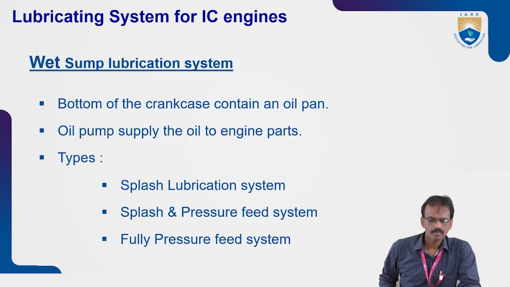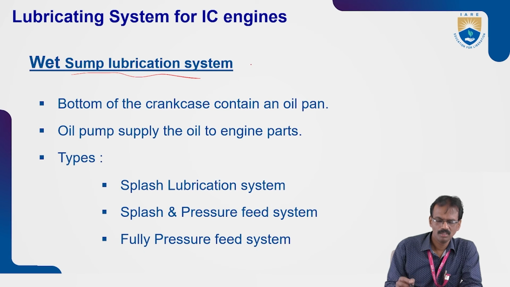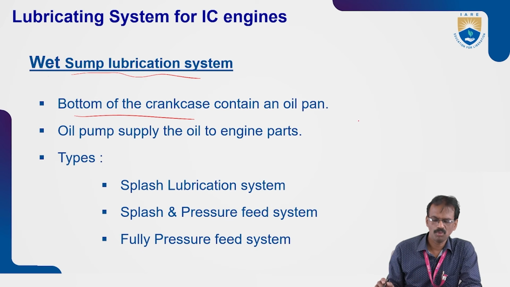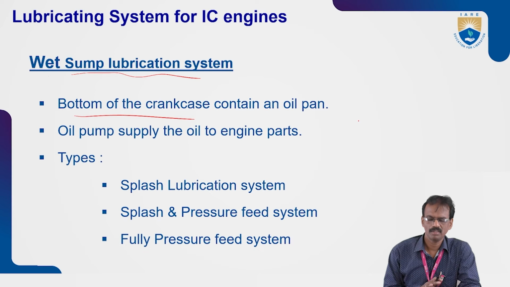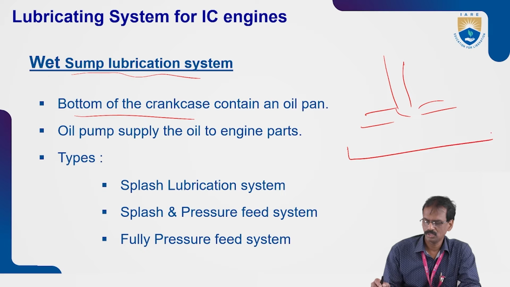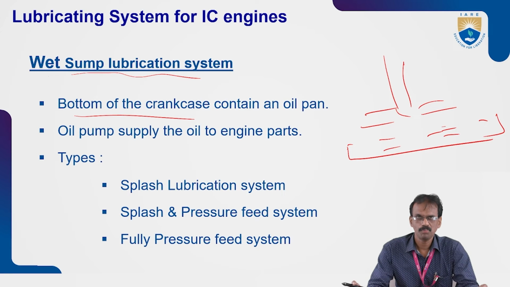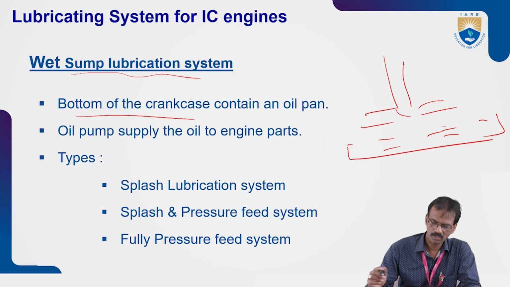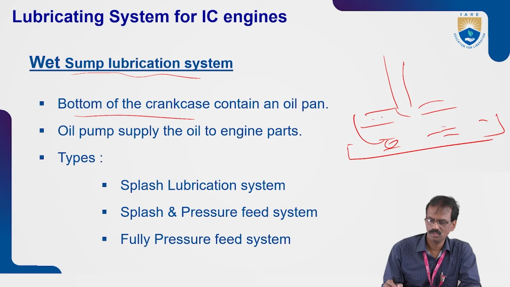Now see the wet sump lubrication system. The bottom of the crankcase contains an oil pan. So this is the crankshaft and connecting rod system. Here we see an oil pump. The oil pump supplies the oil to the engine parts. This oil pump pumps the engine oil to the parts.